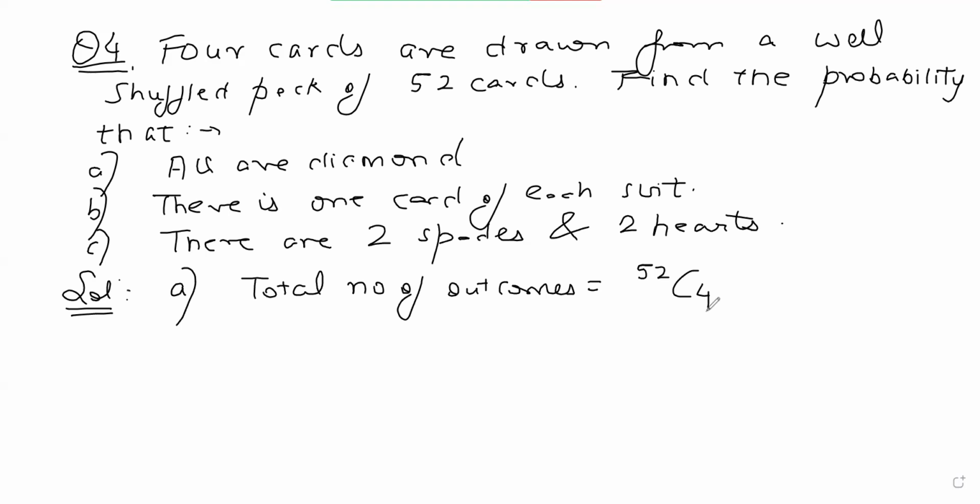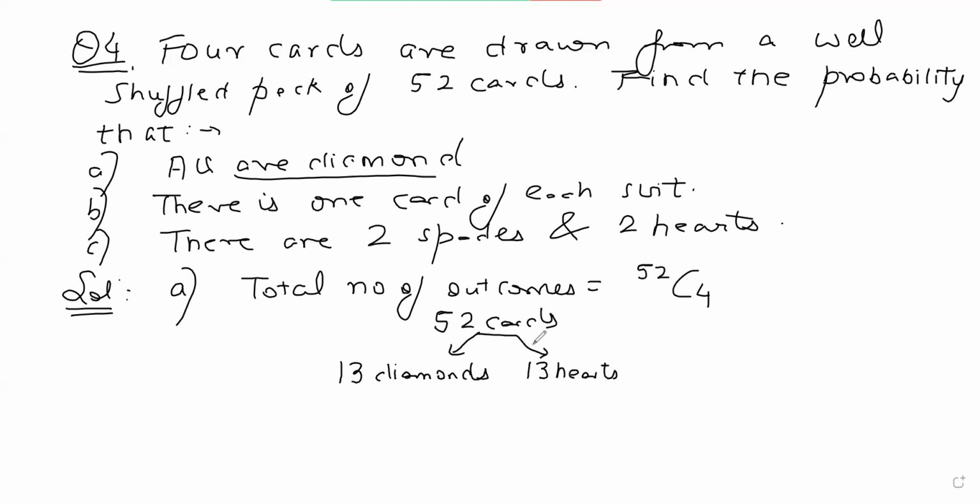Then I can look at the probability of getting a diamond. Now, how many diamonds do we have? Out of 52 cards, we have 13 diamonds, 13 hearts, 13 clubs, and 13 spades. In a well shuffled pack of 52 cards, we have 13 diamonds, 13 hearts, 13 clubs, and 13 spades.